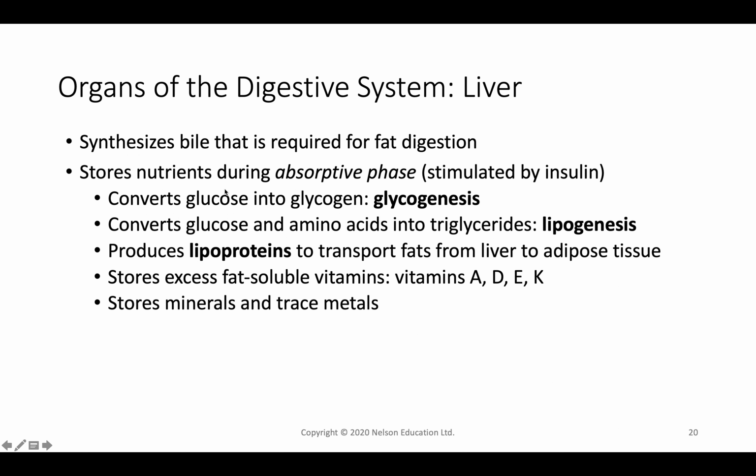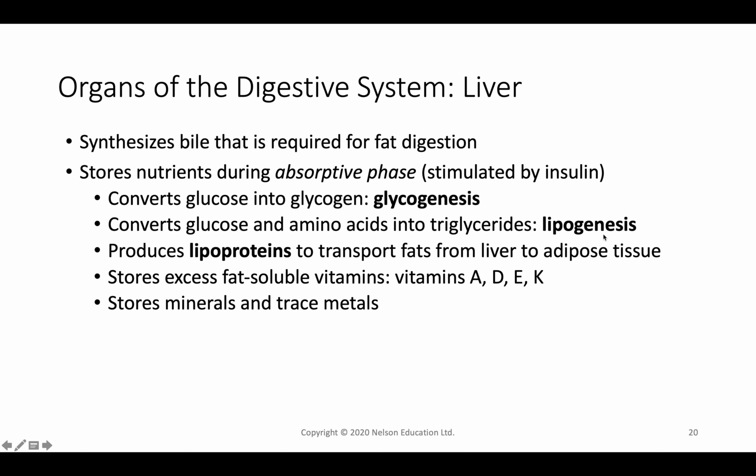The liver is going to be storing nutrients during its absorptive phase. The absorptive phase is going to be stimulated by insulin. Remember, insulin is going to be responsible for regulating your blood sugar. If your blood sugar gets too high, insulin's turned on to take the blood sugar away from the blood and store it in some places, including the liver. It's going to be responsible for converting glucose into glycogen in the liver. That's called glycogenesis. So genesis being creation, glycogenesis is the creation of glycogen. And we also are going to be converting glucose and amino acids into triglycerides.